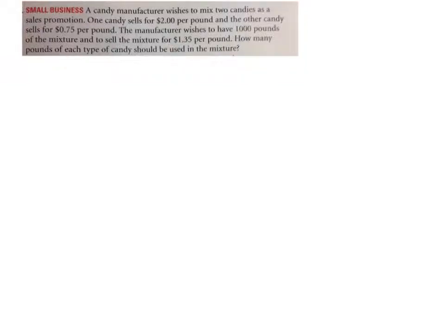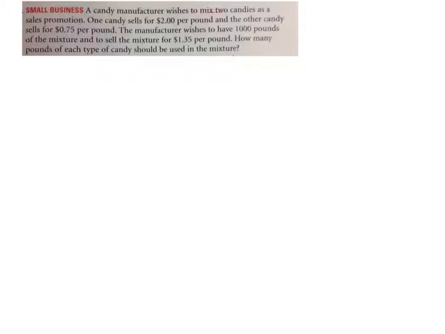Okay, so this is a second example for using a linear system to solve a word problem. What we're dealing with here is two candies. The company wants to mix two candies together to create one mixture and sell it for $1.35 a pound. So we've got to go through here and pick out important information.